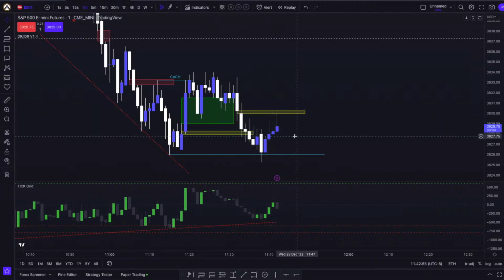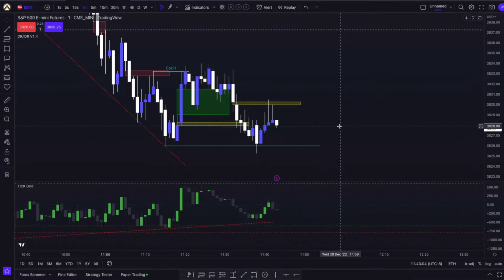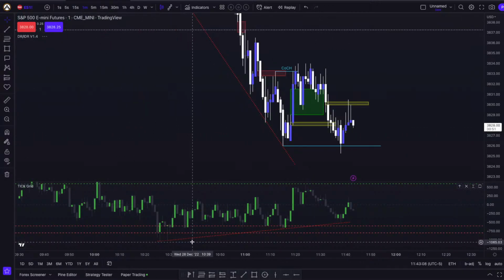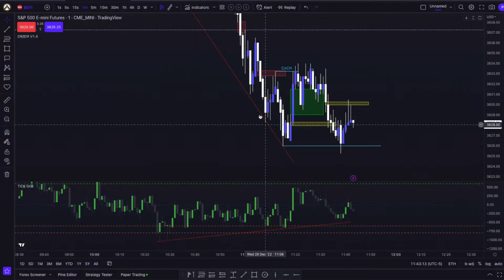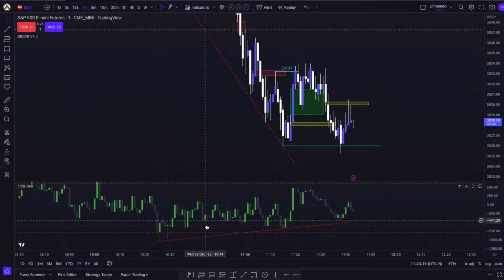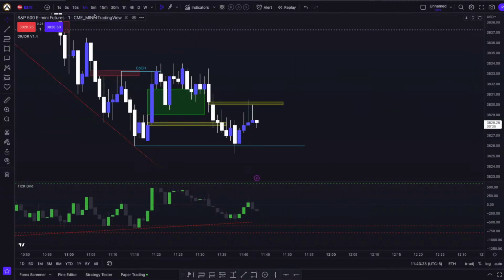Let's wait and see if we can break above. But right now, market structure wise, we would be looking at bearish market structure, if not for the tick grid, which is presenting us this bullish divergence here. While the S&P 500 index is forming lower lows and lower lows and lower lows, the tick grid is actually forming higher lows and higher lows and higher lows. So it's really interesting to see. Let's wait and see how it's actually playing out.